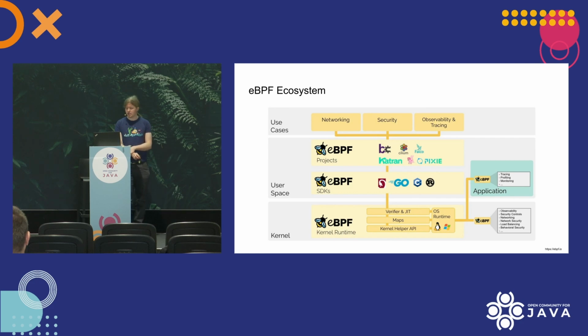The eBPF ecosystem is quite nice. On top we have, as we said, networking, security, and everything. Here are vendors that apply, and they build on top of other tools, and there are also frameworks like Katran, a load balancer, and more. Below are the SDKs that you can use for development: there are SDKs for Go, for Rust, for C, everything. And on the bottom is the kernel runtime. Does anyone see something missing?